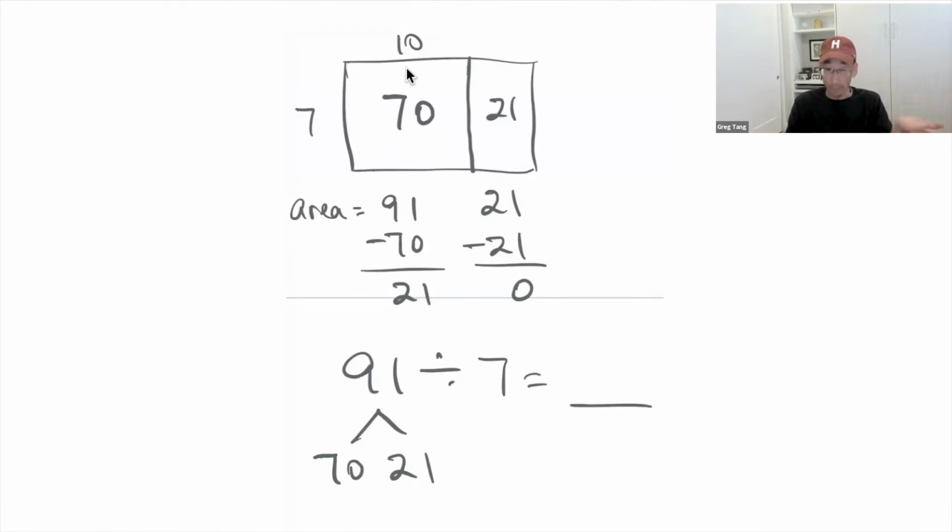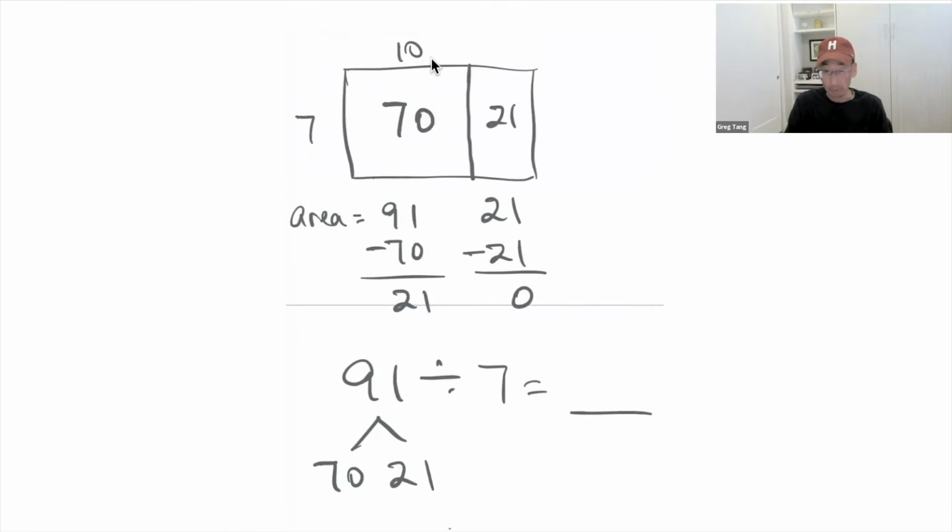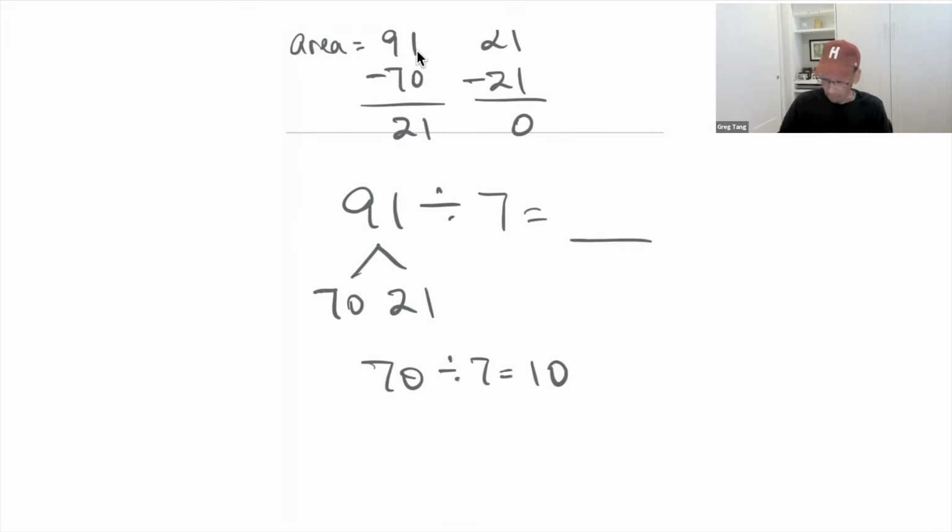And then what did we do up here? We went 7 times what is 70? What could you do down here? You could go 7 times what is 70, or you could go 70 divided by 7. That's exactly what we did up here. We did 70 divided by 7 is 10. Here I'm writing it, 70 divided by 7 is 10.